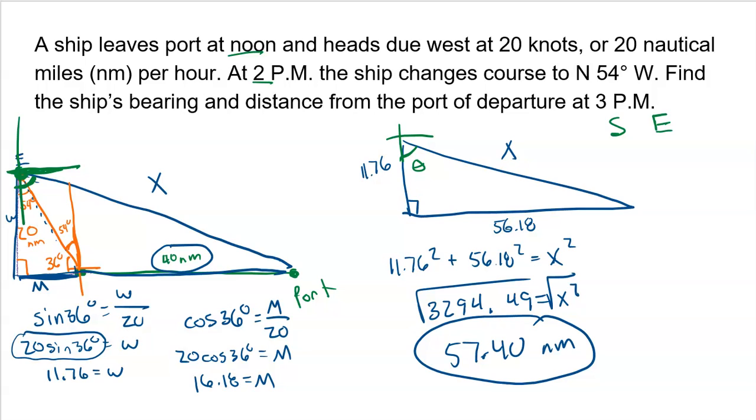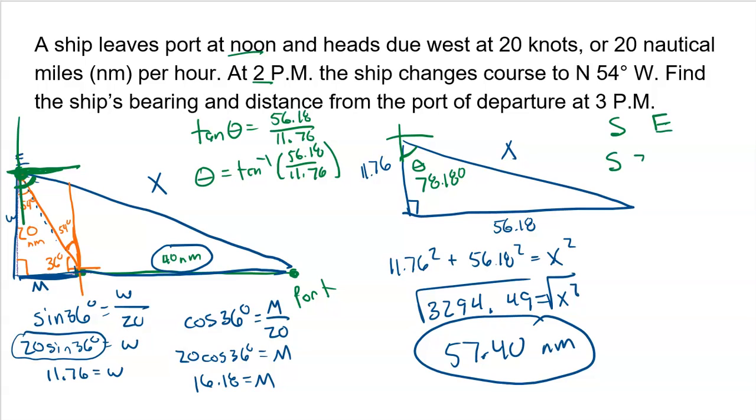Well, again, I'm going to have to use an inverse. So why don't I go and use tangent? So tangent of theta equals opposite, 56.18, divided by adjacent, 11.76. I'm going to pull the old switcheroo. Tangent inverse of 56.18 divided by 11.76 equals that angle. So tangent inverse of 56.18 divided by 11.76 equals 78.18 degrees. So that angle is 78.18 degrees, and that is my bearing home. So it'd be south 78.18 degrees to the east.